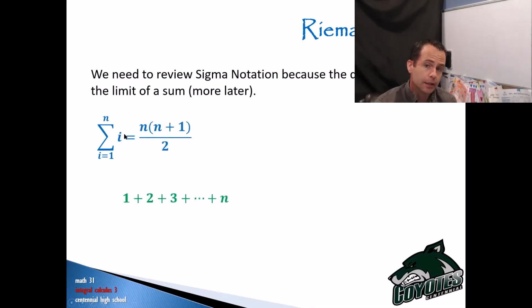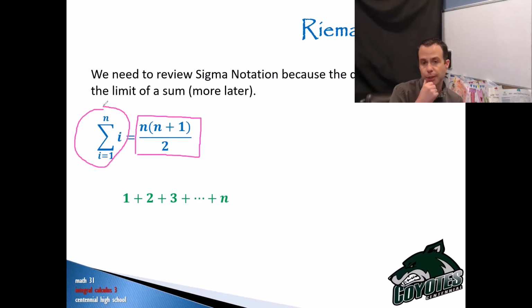For i, we end up with this equation, n times n plus 1 all over 2. So this would be the end result if this was the notation I was looking at. If i is 1, then my first term's 1. My second term's 2 because i becomes 2. My third term's 3 because i becomes 3. My fourth term's 4 because i becomes 4. And I keep adding all those together all the way up to n. That all physically added together would equal this, n times n plus 1 all over 2.